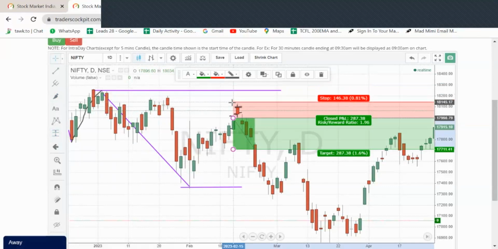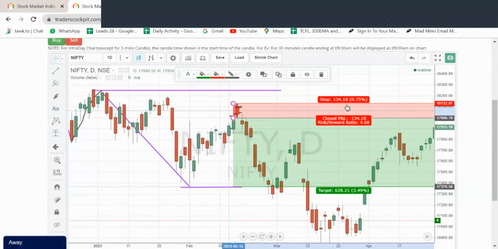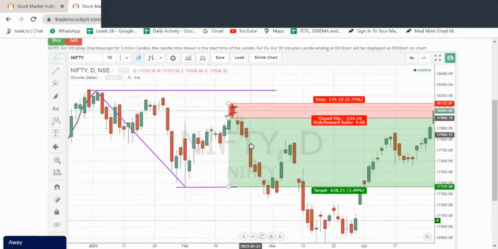Execute a trade with a stop loss just above that candle, and keep the recent swing low as the target. Can you see here? This is our target. That is the impulse move we are going to get. See how beautifully the market fell from this level to this level.